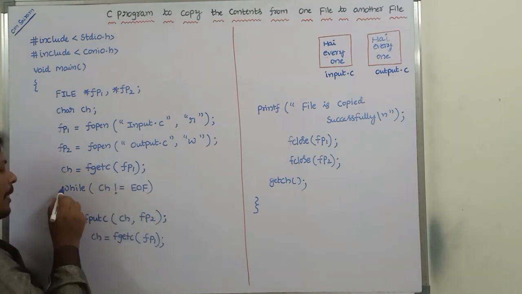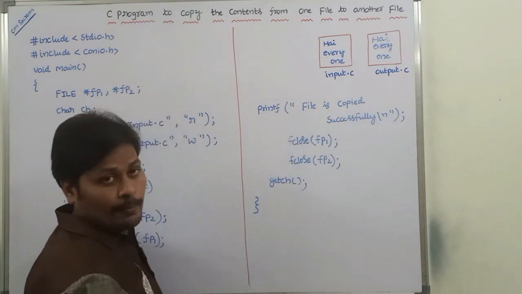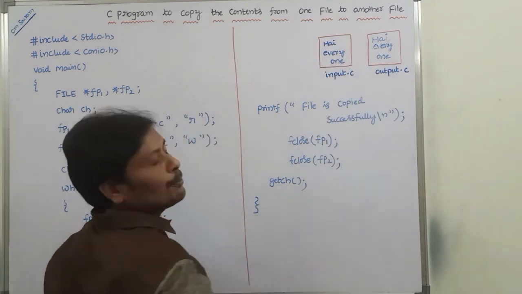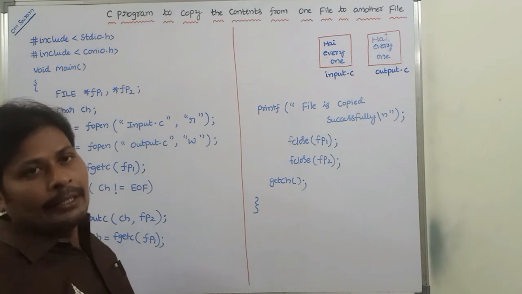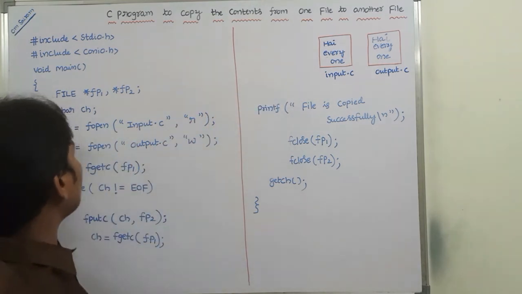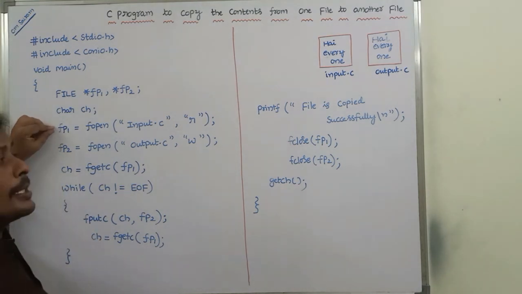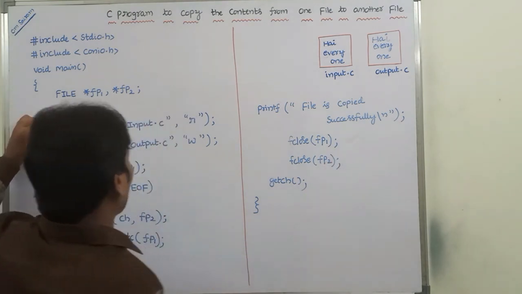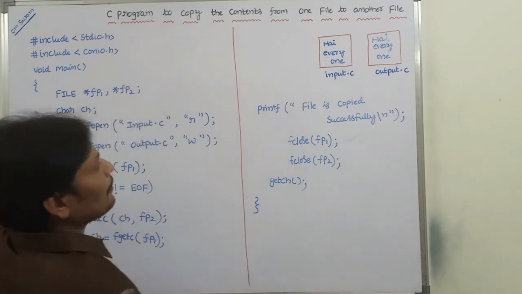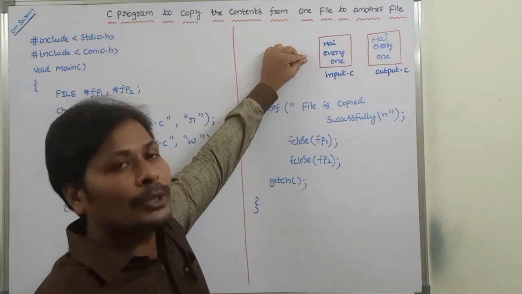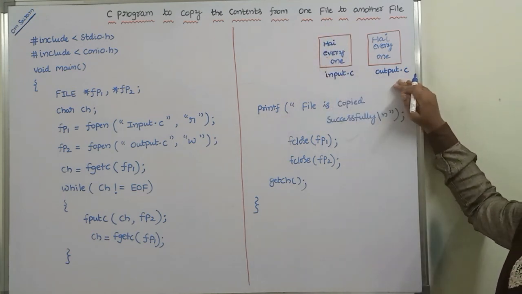Whenever this condition is false, the control goes to the next statement after the while loop. After the while loop, the message says the file is copied successfully. Up to now, whatever information is within the input.c file has been copied into the output.c file. Once the copying operation is completed, first we close the input.c file using fclose of fp1, since it was the first file opened. Next we close the second file, fp2. Once we close the files, the program is terminated.